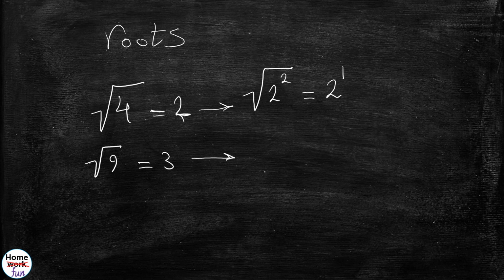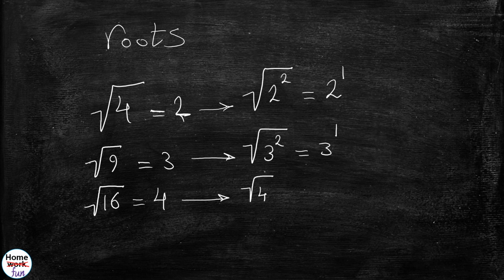Square root of 9, what is 9? 9 is 3 to the power of 2. So square root of 3 to the power of 2, the answer is 3 to the power of 1. Similarly, square root of 16, for example, is 4. 4 times 4 is 16. So looks like square root of 4 to the power of 2 again equals 4 to the power of 1. So it looks like what square root does is basically it halves the exponents. A square root of x to the power of a is like saying x to the power of a over 2.